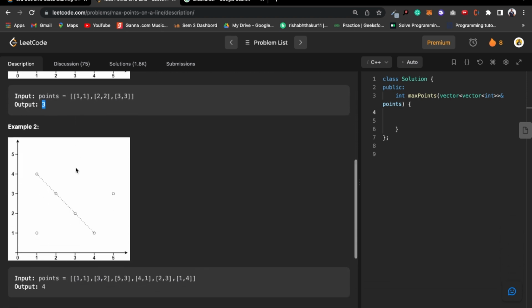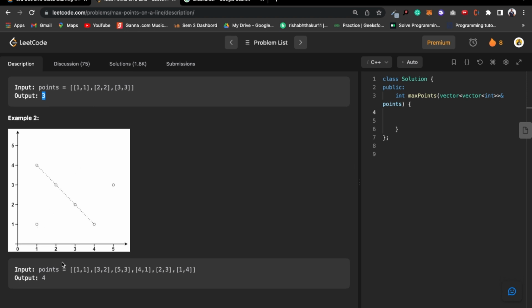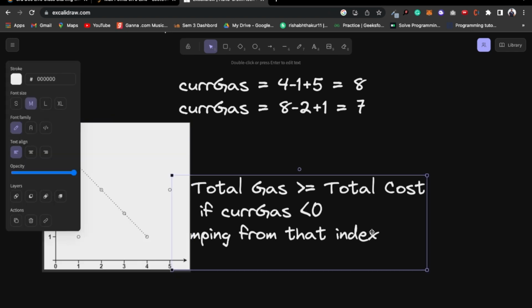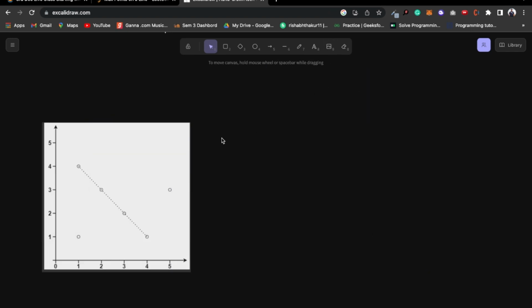Let me come to the second example. Here you can see that we have 1, 1, we have 3, 2, we have 5, 3, and we have 4, 1, and again 2, 3, and 1, 4, like this. For this, let me just go to Excalidraw and I'll explain what's happening there. Let me take a screenshot of this and take it to Excalidraw. So here we have Excalidraw, right?